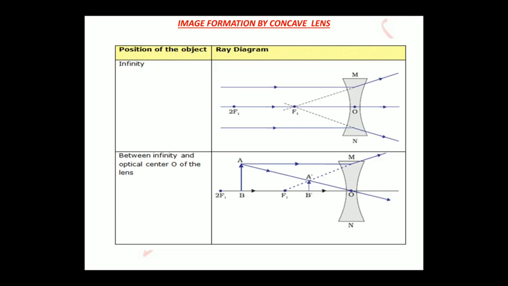So characteristics of the image in this case will be: position between O and F1, size of the image diminished, and nature of the image virtual and erect. So this is the image formation by concave lens. Now move to the next, and the next is the thin lens formula.